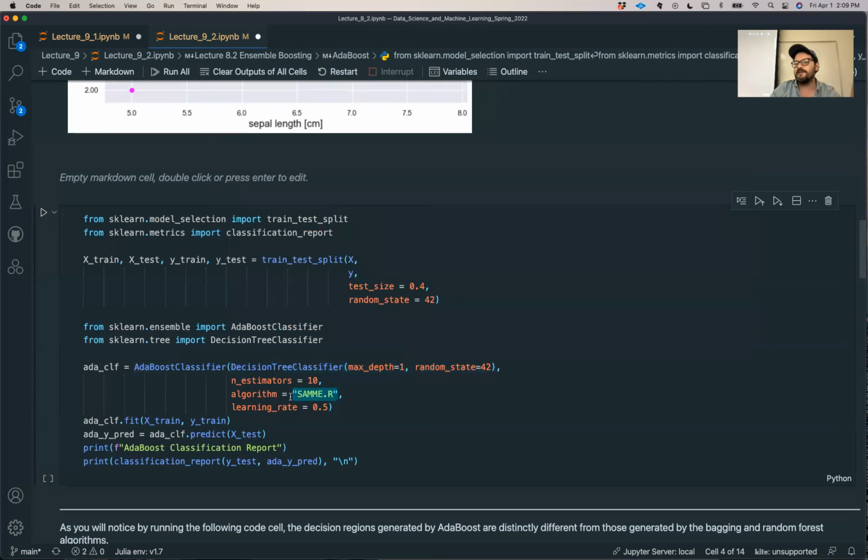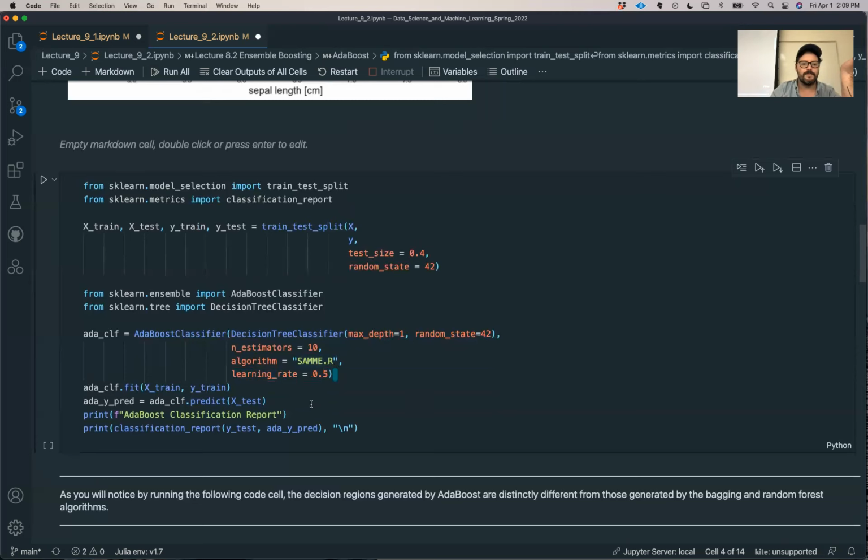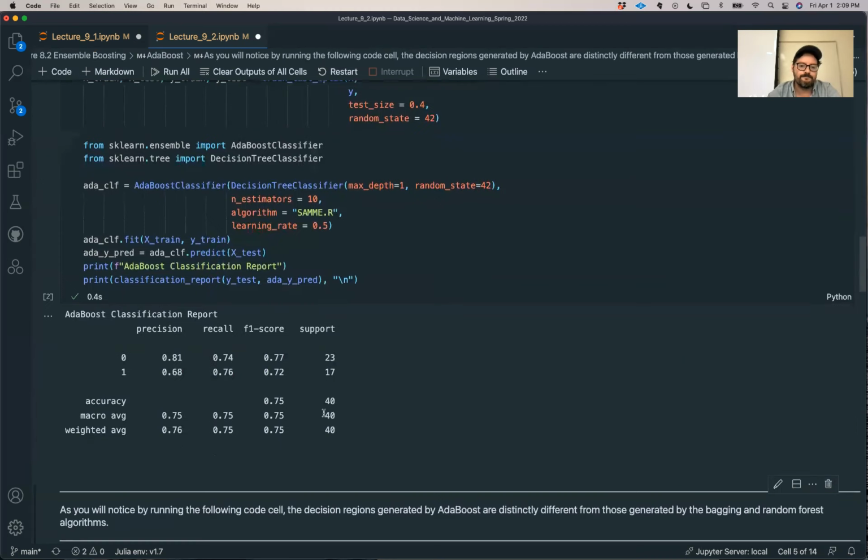We have to pass it a type of algorithm for it to train on. We don't have to, it's a keyword argument, but this is essentially the most optimal solver that they have to solve this. And then the learning rate, we're going to talk about in detail when we get to gradient boosting. Okay, so we instantiate our classifier and we fit, make a prediction, and then look at the classification report. 75%. So for those two features, that was the best we saw earlier, right?